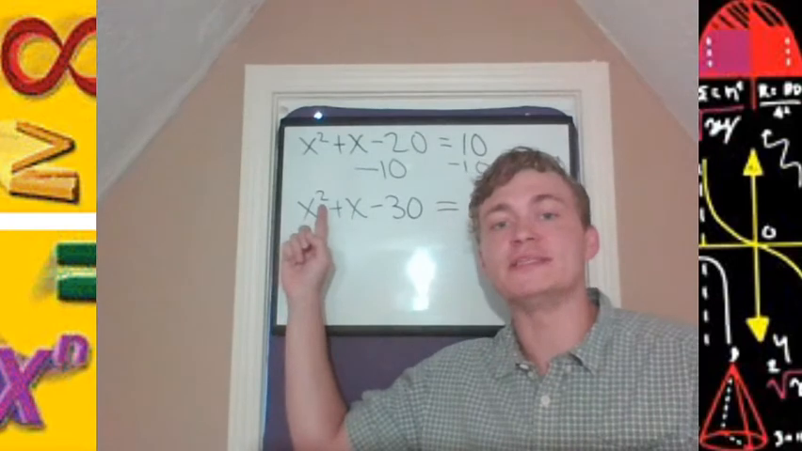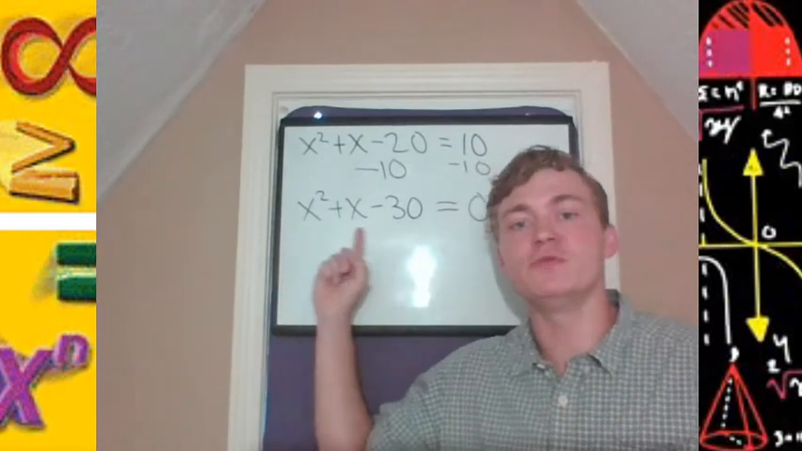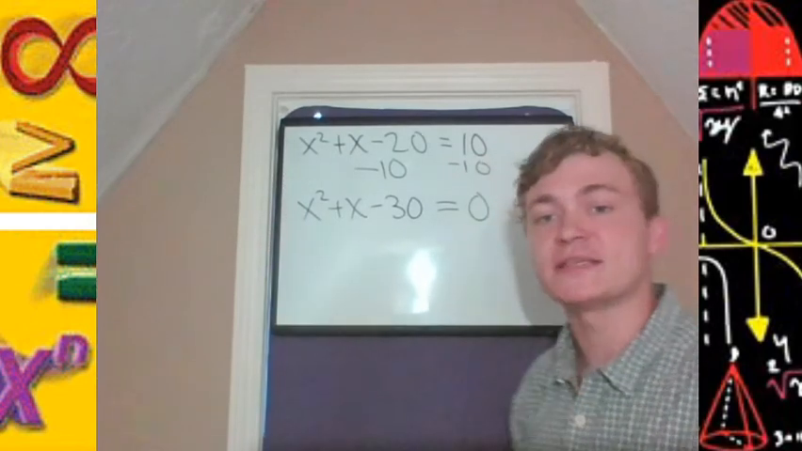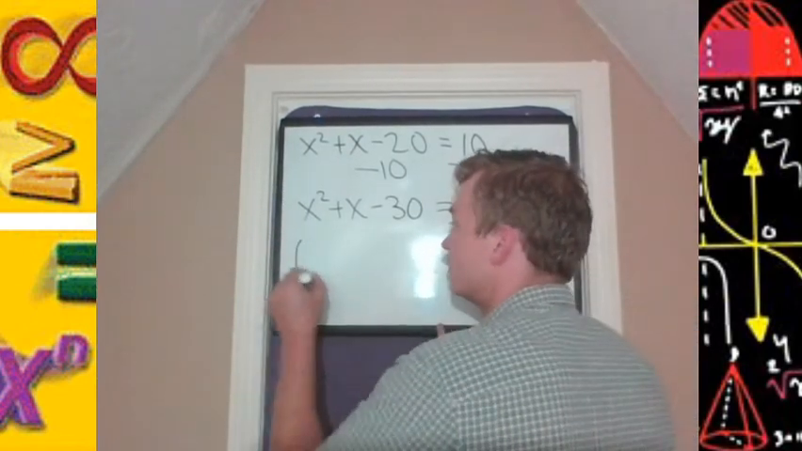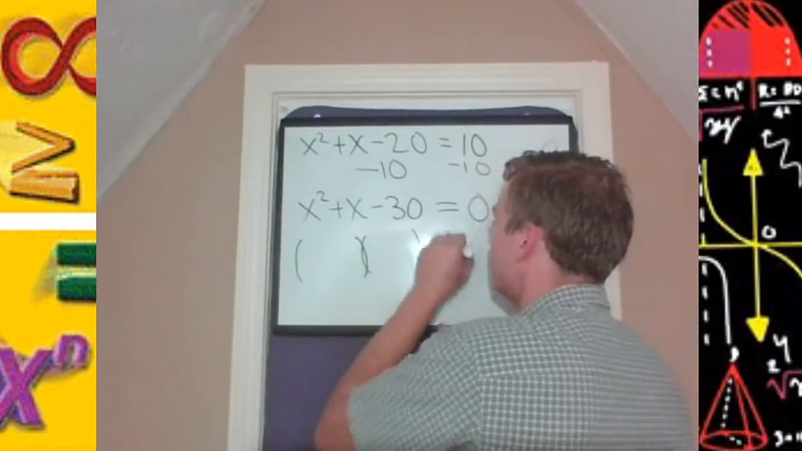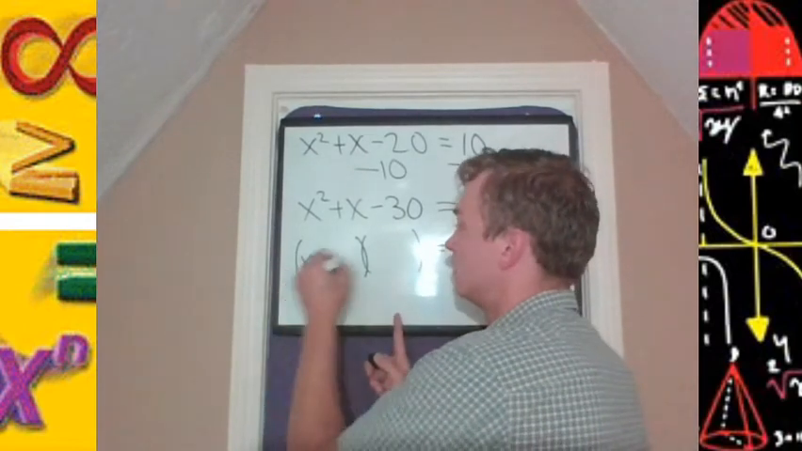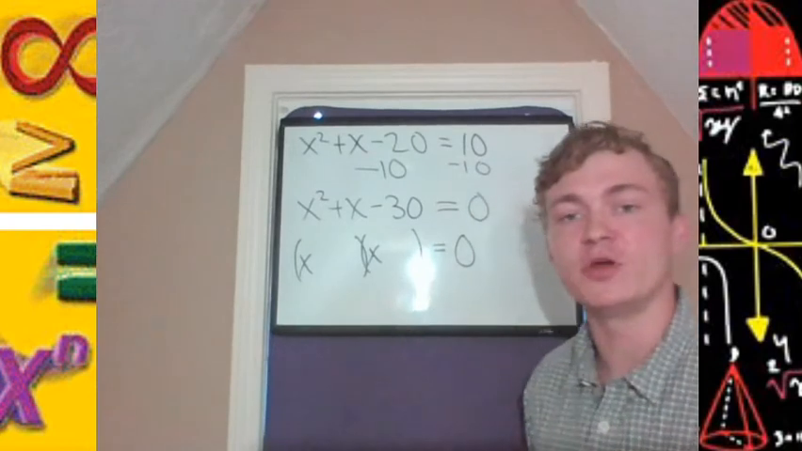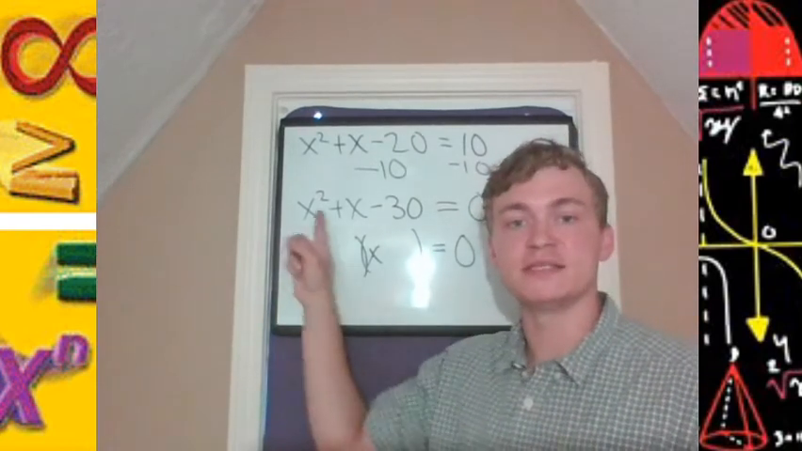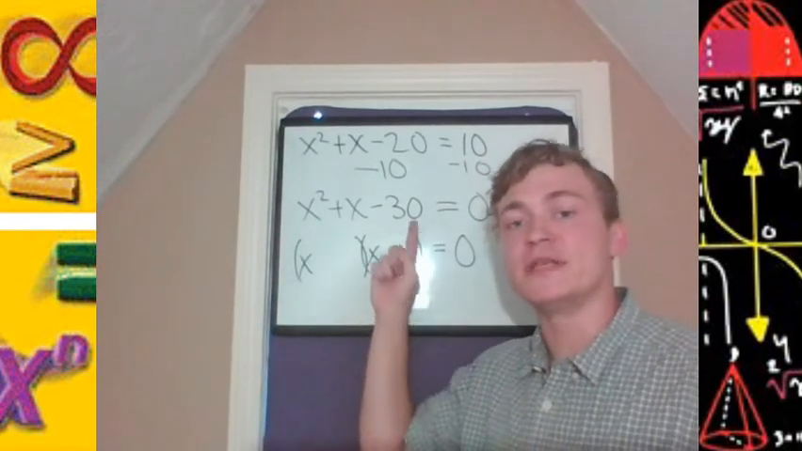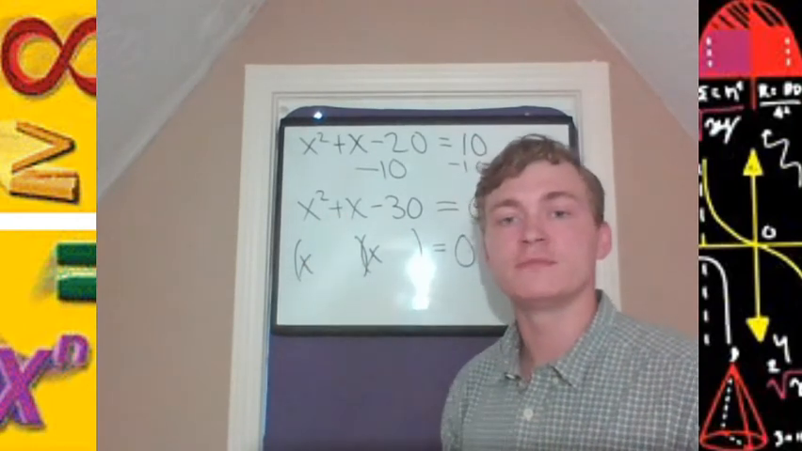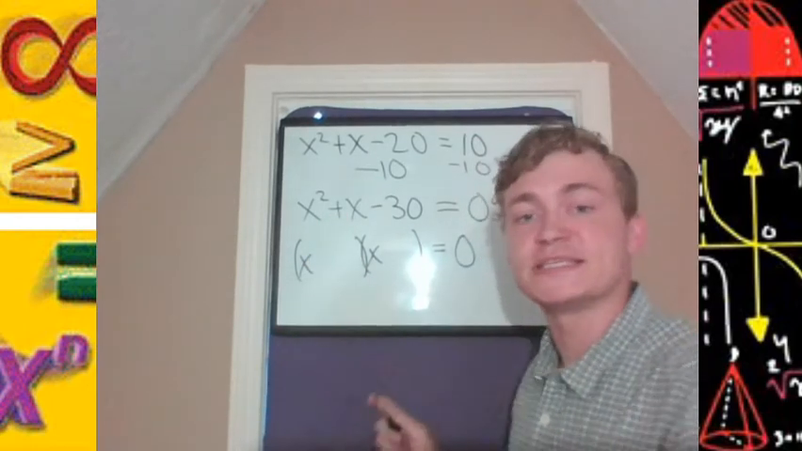This trinomial is a quadratic, largest exponent is 2, where the leading coefficient is 1. So we ask ourselves, if this is factorable, and if it is, the variable x and x will go here for the first terms of our binomials, because x times x is x squared. Now, what times what is negative 30, such that they combine to give us positive 1? Positive 6 and negative 5.